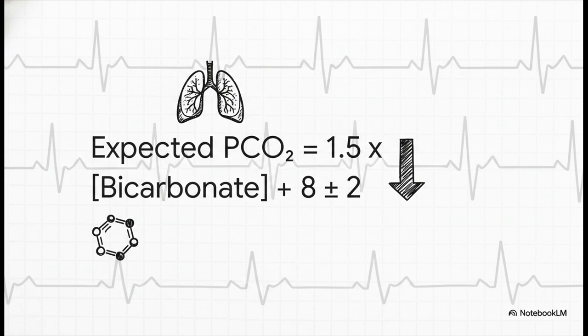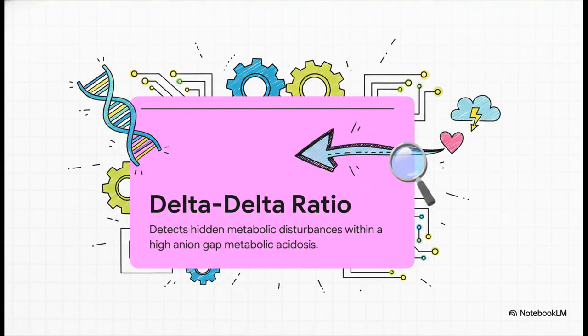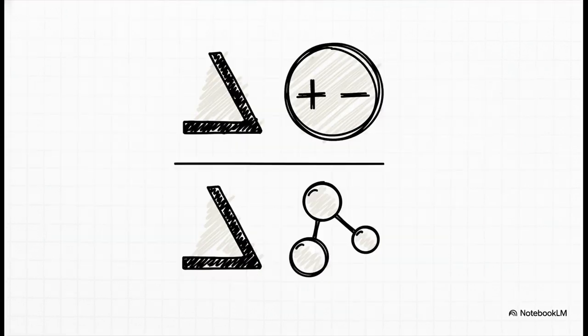Simple as that. Now for step 2, the delta-delta ratio. This is your high-yield weapon for finding the metabolic problem hiding inside your first diagnosis. The formula is the change in the anion gap divided by the change in bicarbonate. Now listen up. A ratio greater than 2 means there's a hidden metabolic alkalosis. A ratio less than 1 unmasks the hidden normal gap acidosis. This is how you find what's hiding.